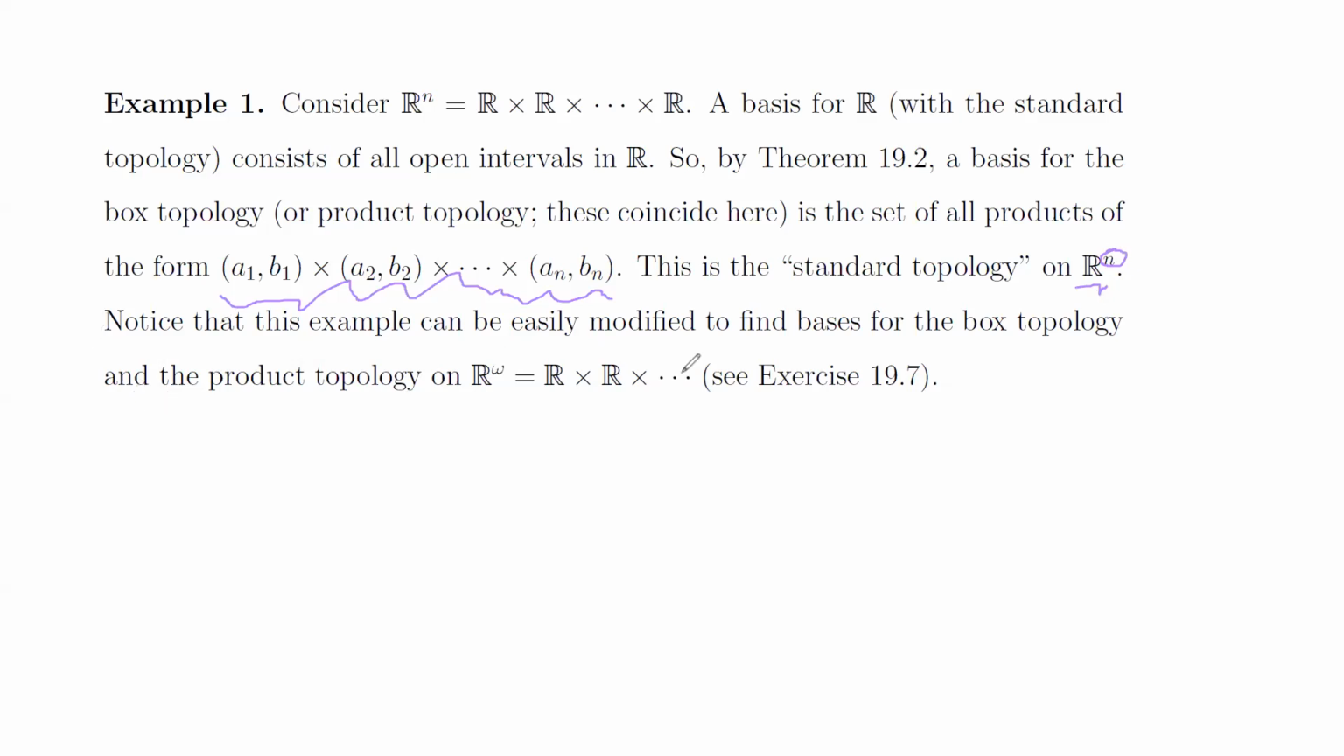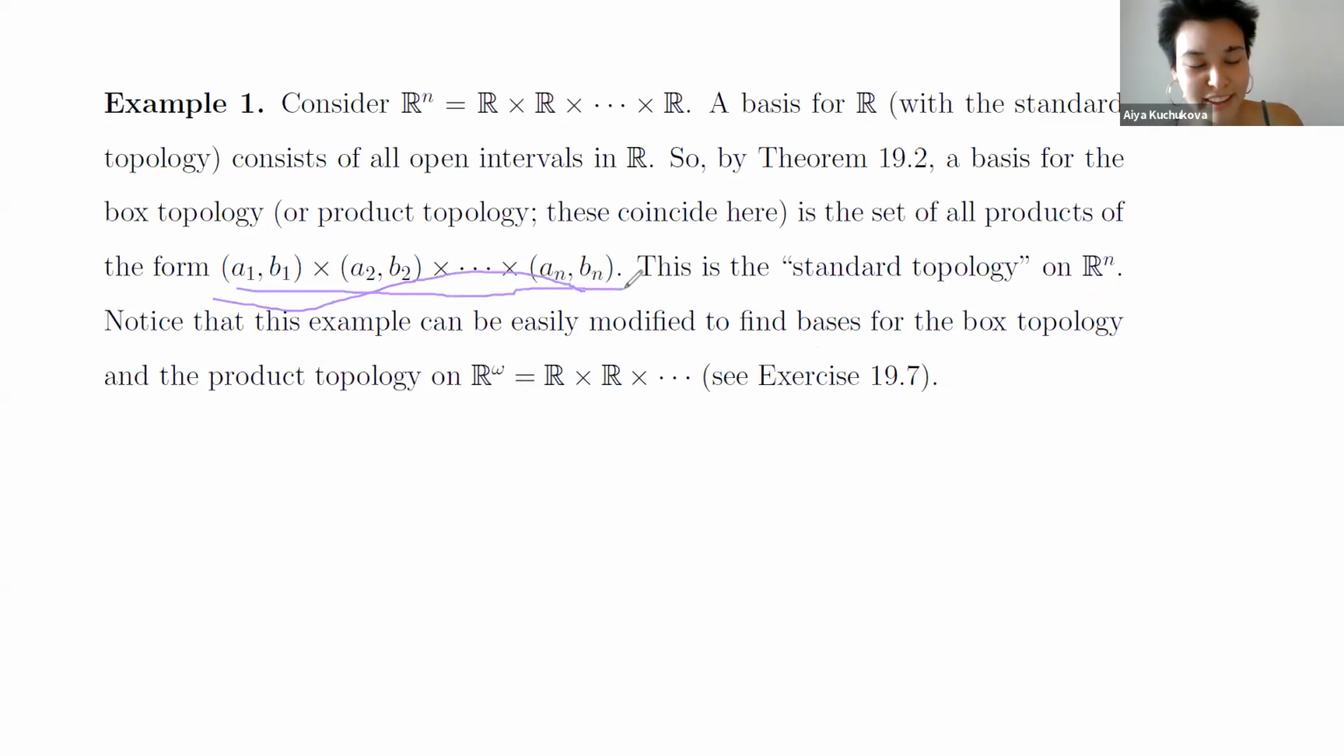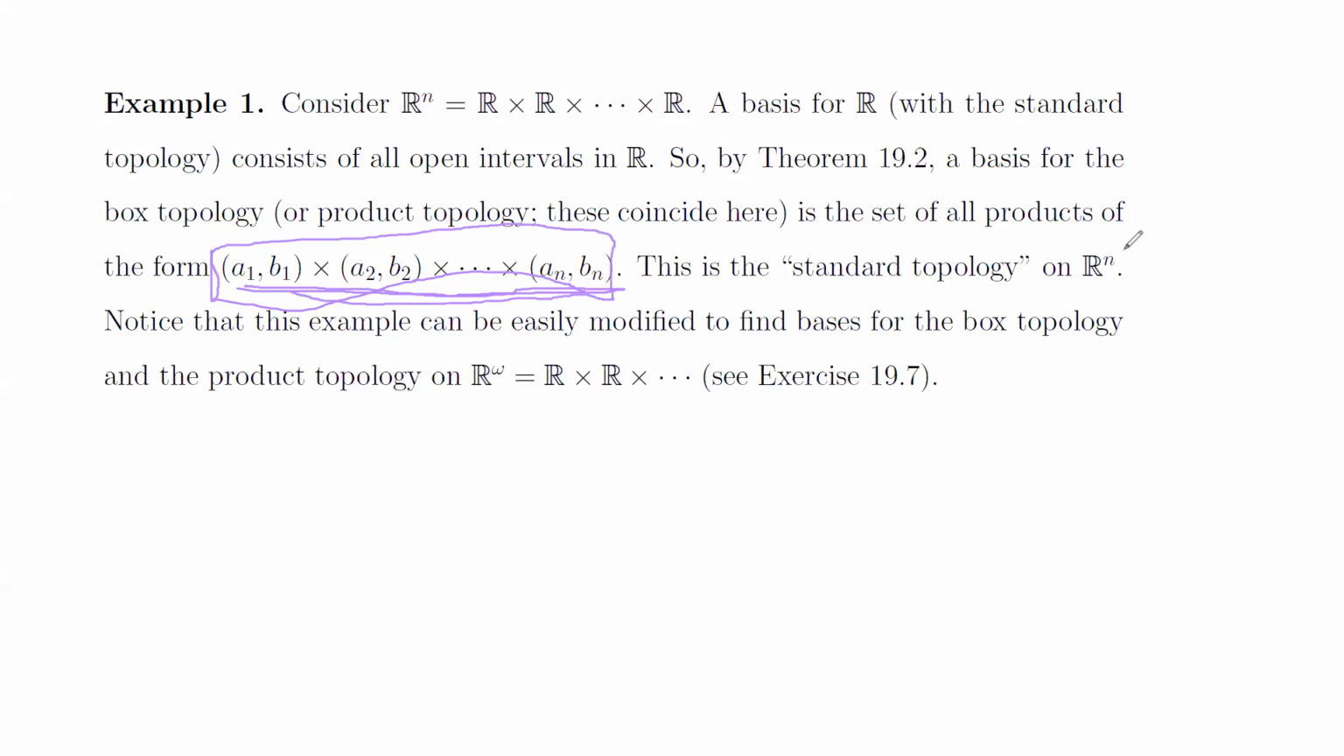But notice that this example can be modified to find a basis for the box topology and the product topology. Here, what does it mean? Oh, I don't know. So we just need to know that. Sorry, what didn't you know? I didn't hear your question. It's just a little note here: the standard topology on R^n can be written as the box topology or the product topology. They're the same. Sure. This is what the example wants to show.